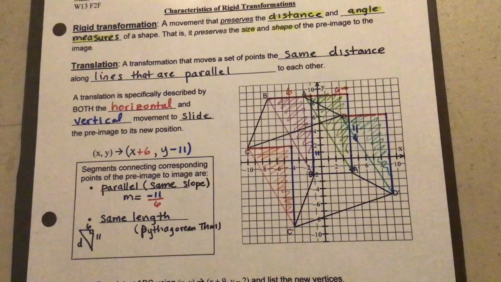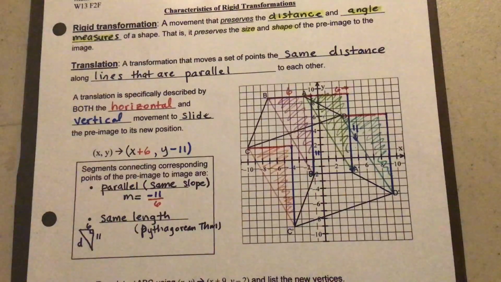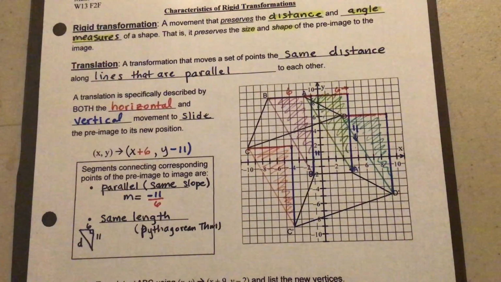So when we start talking about translations, some of the properties that need to come out is if you connect the preimage to the image, you're going to see that all those segments that you do that with are going to be parallel and have the same length.